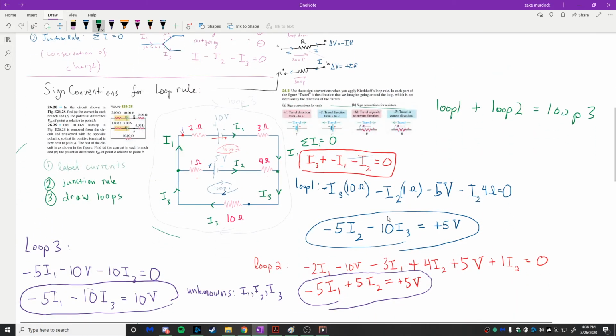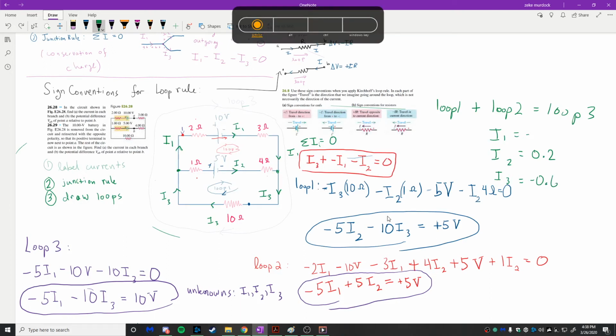So we had, for our answers, we got I1, I2, I3. And I just want to look back at our picture again. Maybe someone can tell me so I don't have to go back and look. I think I2 was 0.2, right? And one of these was negative 0.8, one was negative 0.6. I think this one was negative 0.8, right? Thank you.